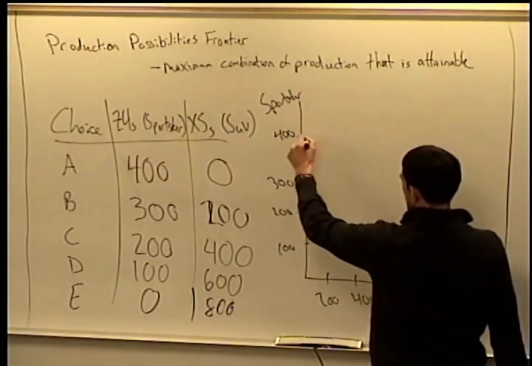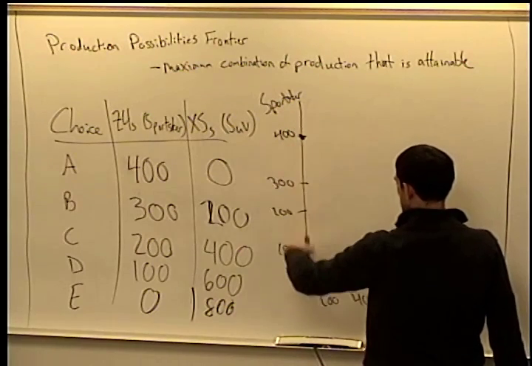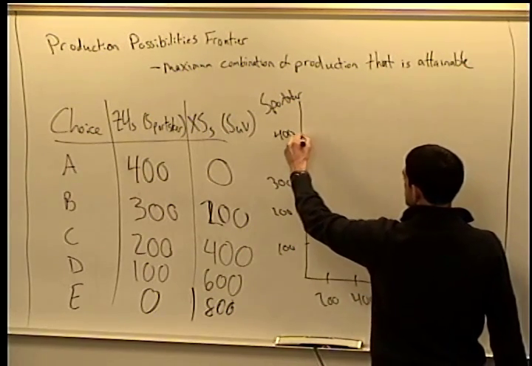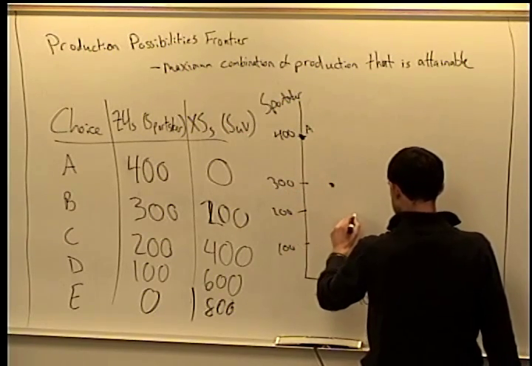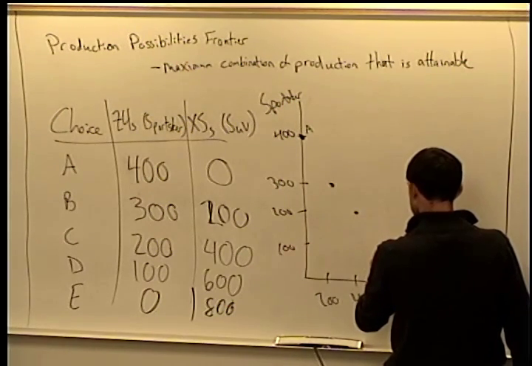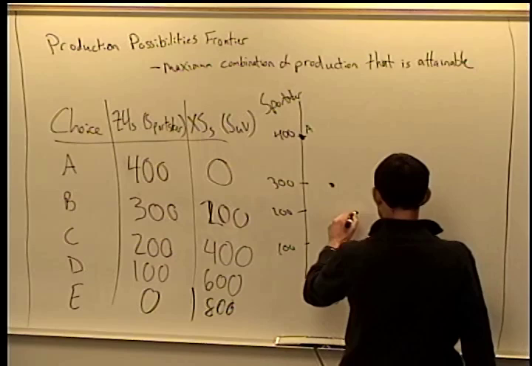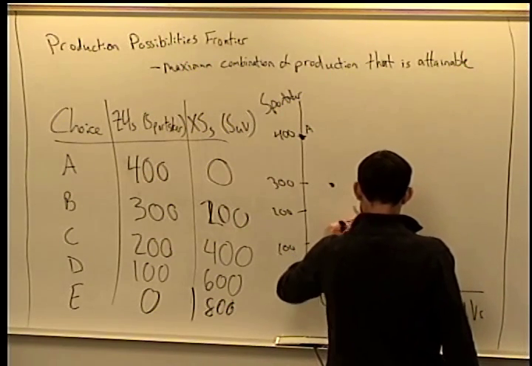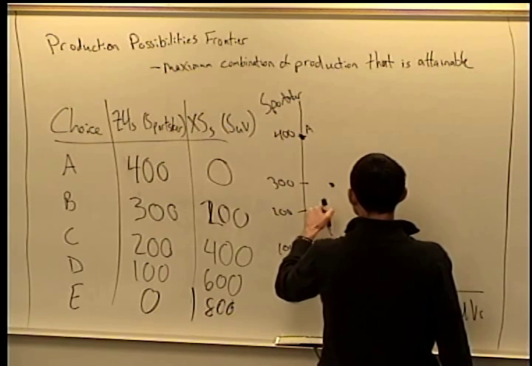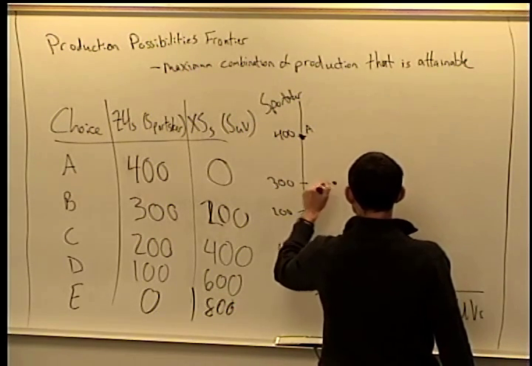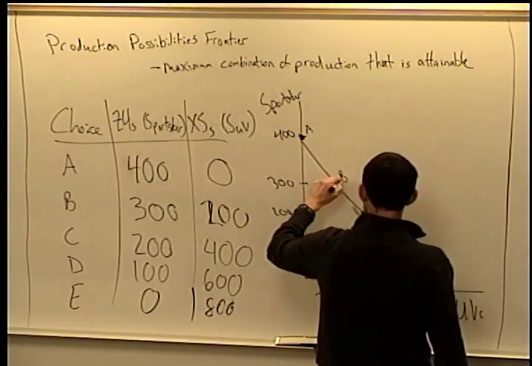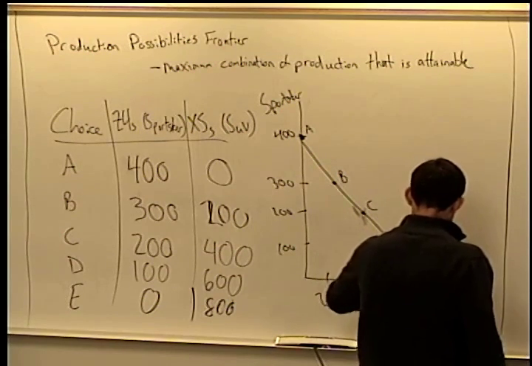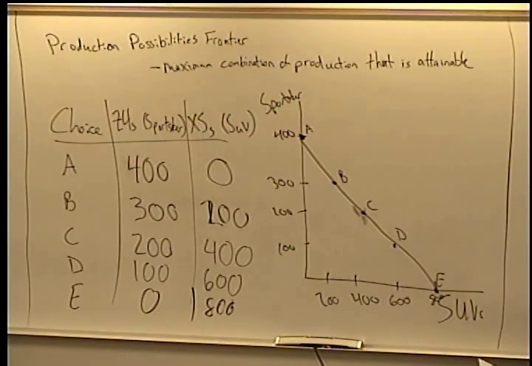So we have A, which is 0 SUVs, but 400 Sportsters. So this is choice A. Choice B, which is 300 and 200. C, D, and E. Okay, and then what we're going to do is we're just going to draw a line through here. Okay, so we have A, B, C, D, or E. Okay, so here's our graph of our production possibilities frontier.